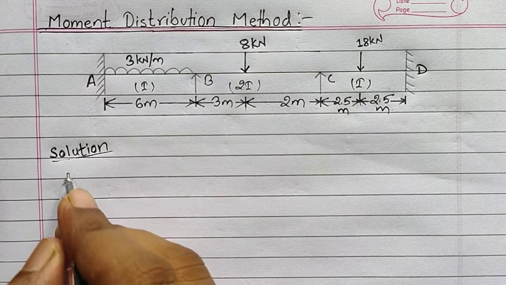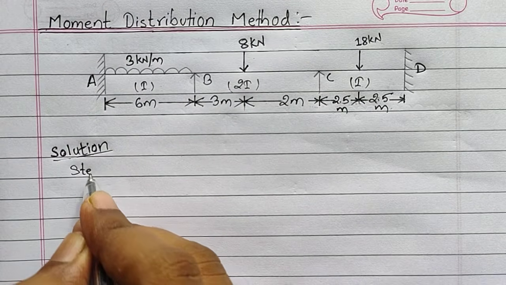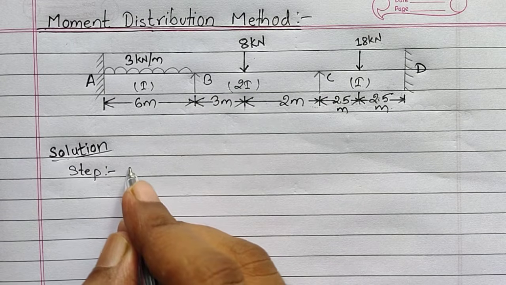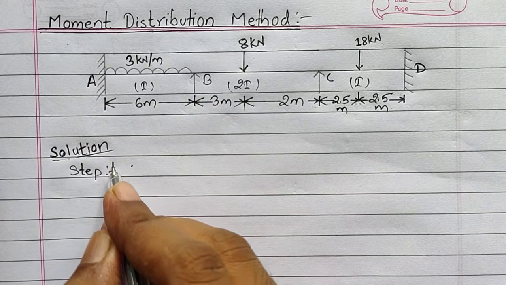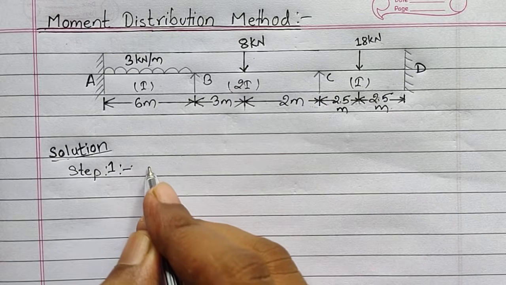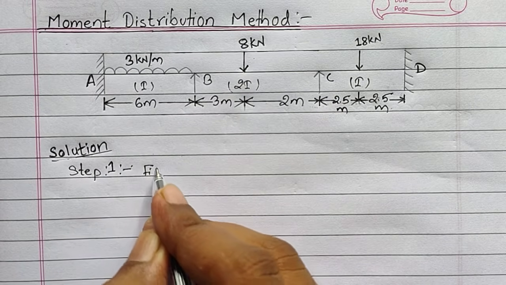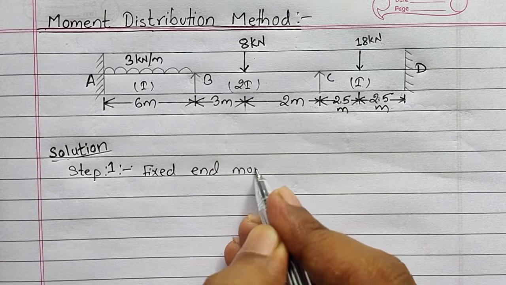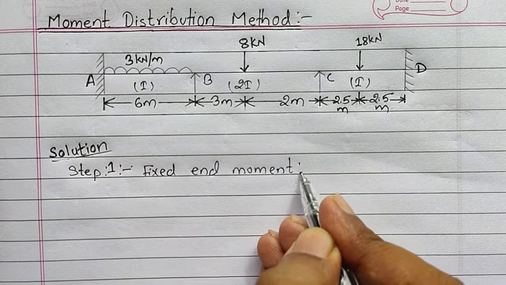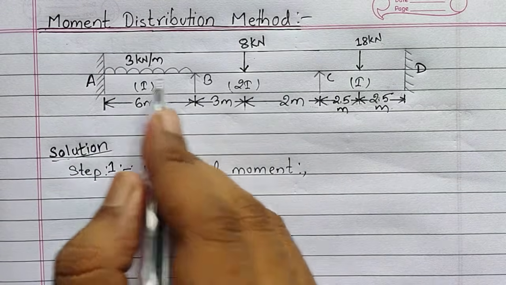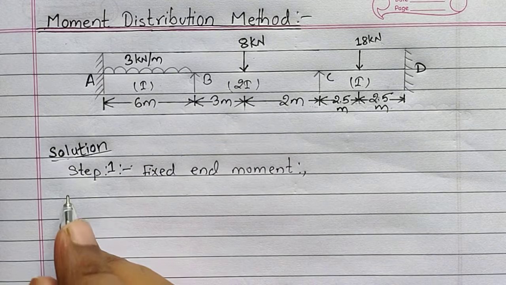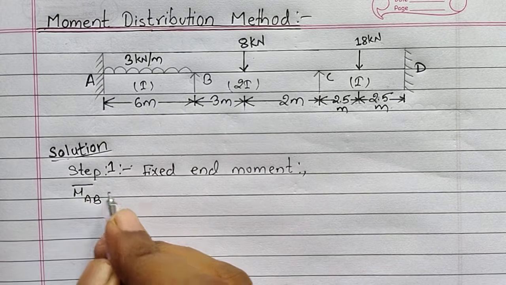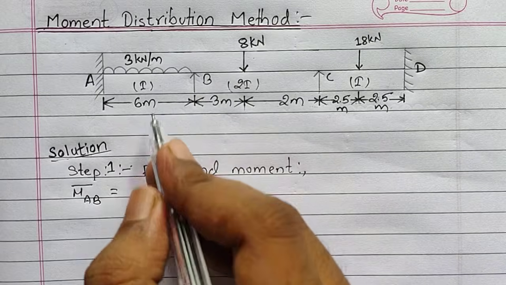So here comes step 1, and in step 1 we will be calculating the fixed end moment as we have done in slope deflection method. So let's write it down. Step 1, that is fixed end moment, and let us find out the fixed end moment for the span AB at end A. Then we will write it as M AB cap equals to, now we have the formula.